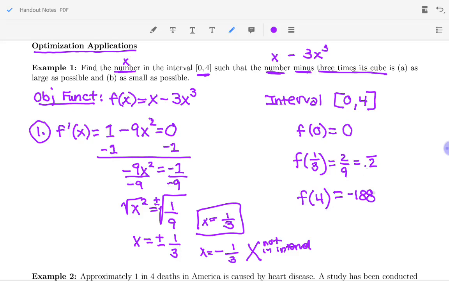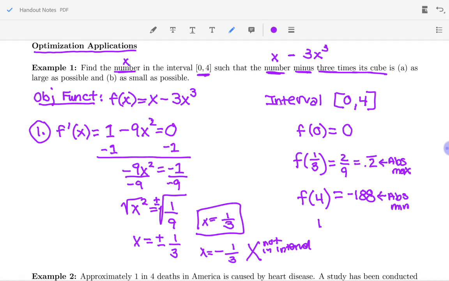So our absolute max would be 0.2. It's just a little bit higher than 0. So there's our absolute max that we could possibly get. And our absolute min is this negative 188. So then we want to see what's the answer to the question. We need to find the number in the interval. So I'm looking to find the number. I'm not looking for the biggest possible or the smallest possible. I'm looking for the actual number that yields these answers.